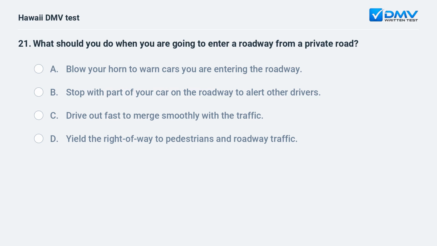What should you do when you are going to enter a roadway from a private road? A. Blow your horn to warn cars you are entering the roadway. B. Stop with part of your car on the roadway to alert other drivers. C. Drive out fast to merge smoothly with the traffic. D. Yield the right of way to pedestrians and roadway traffic.